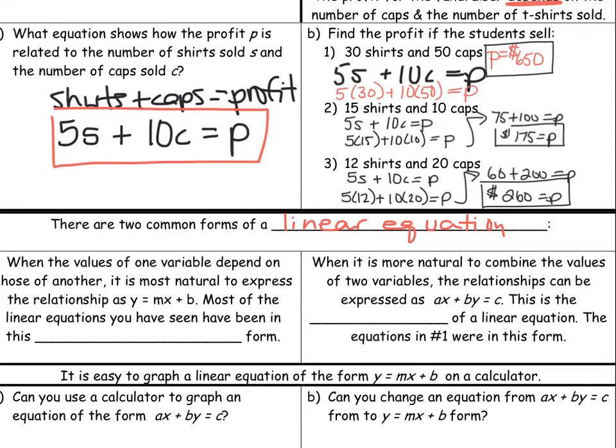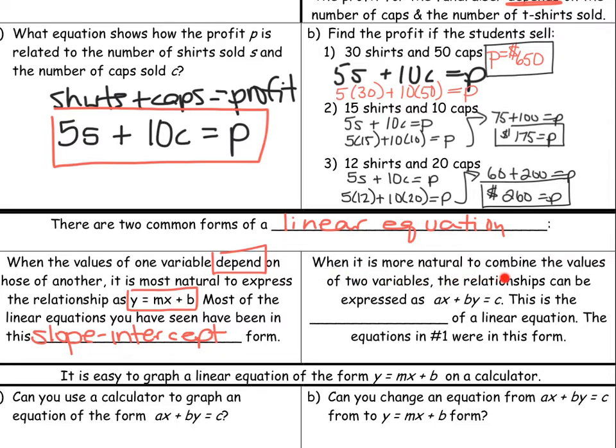When the values of one variable, and here's the important word, depend on those of another, it's most natural to express this relationship in slope-intercept form. It's y equals mx plus b. And we've done this before: we use the slope and we use the intercept to graph the equation.